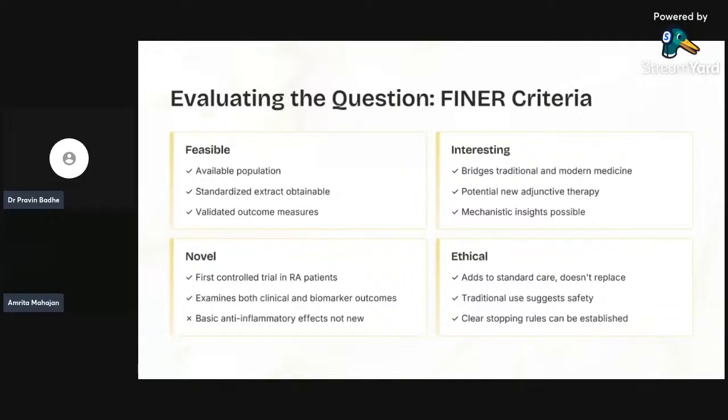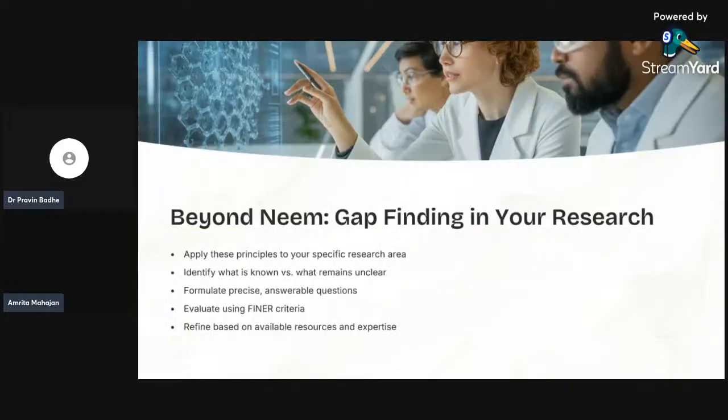Novelty means the research question should address a gap in existing knowledge. It shouldn't be a solved problem, it should be something new, for example a first controlled trial in rheumatoid arthritis patients. And then comes ethical. Your research must be conducted in a way that respects all the rights, regulations and welfare of participants. This is very important. Then the next is relevancy. The question should have a practical or theoretical impact for you as well as for society. So you have to think that way too.